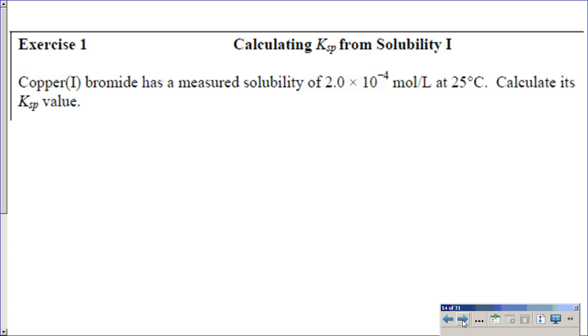So copper 1 bromide has a measured solubility. In this case, this is molar solubility. You might want to write down your givens unless you have this information right in front of you, unless you print it for yourself. Given solubility 2.0 times 10 to the negative 4th molar.